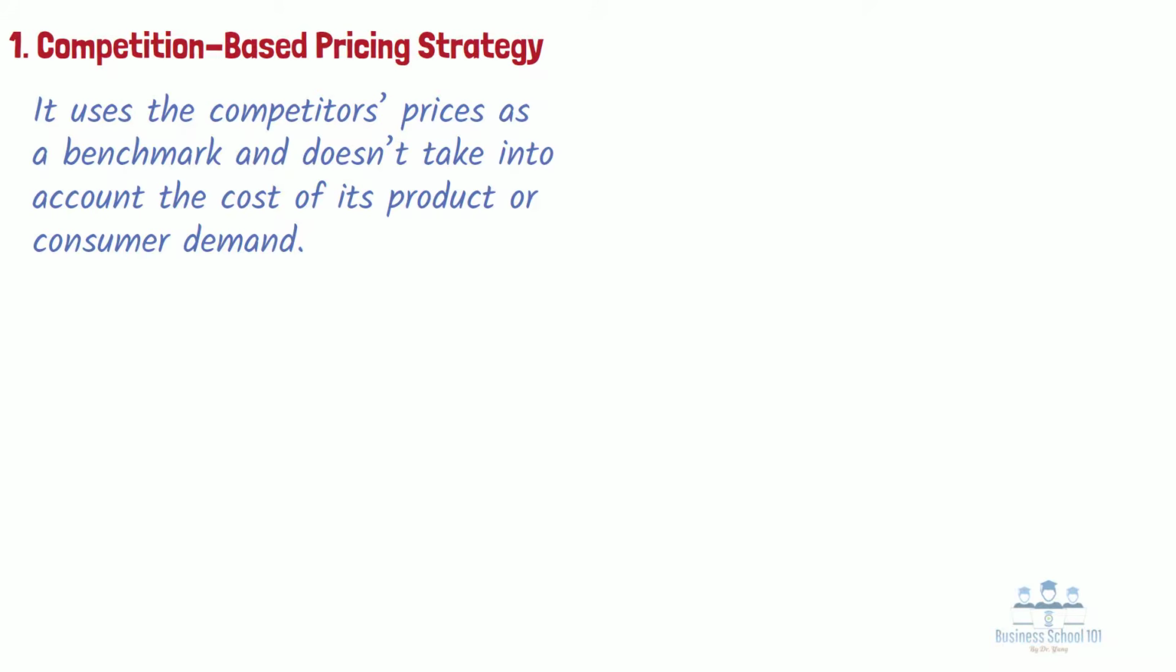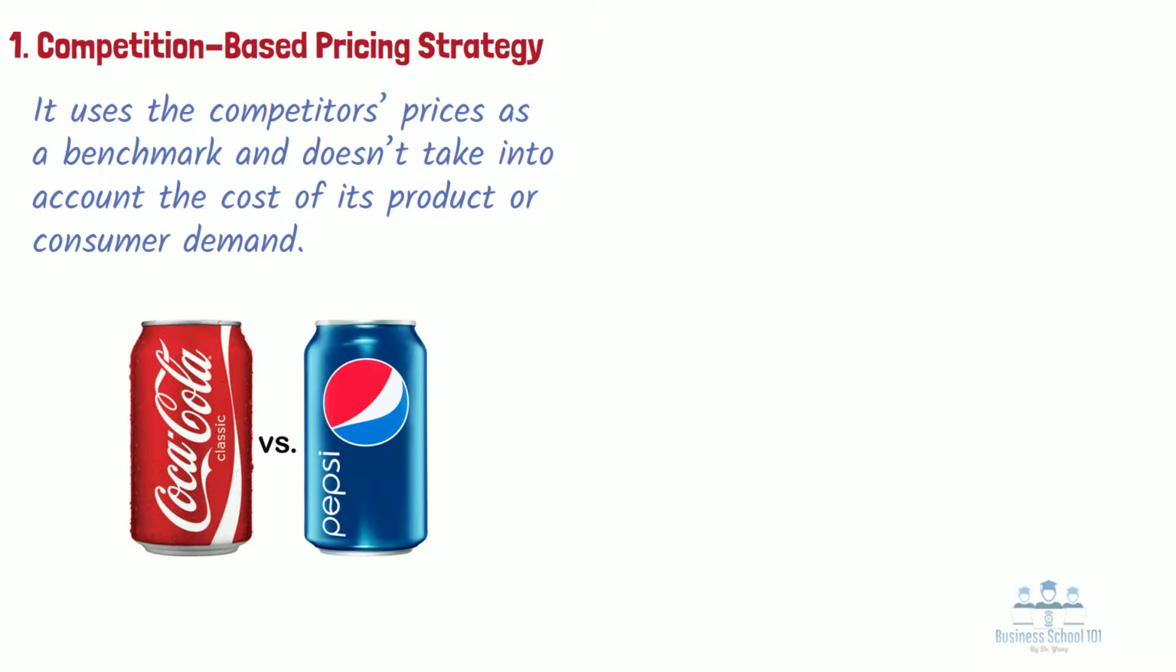A classic example of a competitor-based pricing strategy is between Pepsi and Coca-Cola. Both brands compete against each other over pricing, quality, and features, and their prices remain similar, although Pepsi is slightly cheaper than Coke on average.